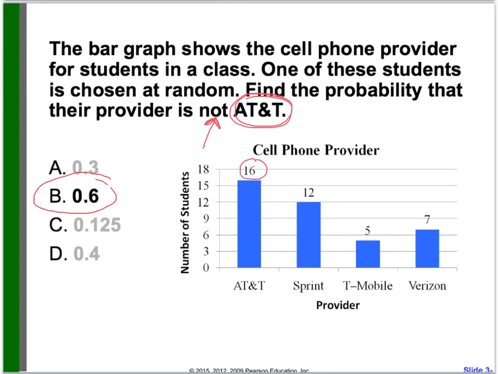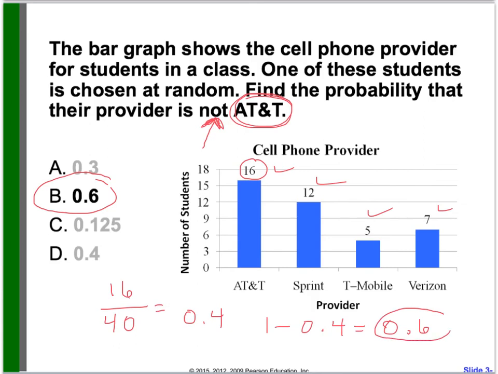There's 16 students that chose AT&T. Now for the total number, you would have to add those 4 numbers together, and that was 40. 16 divided by 40 gives you 0.4. The rule of complement says if you want the opposite of that, or the complement of that, you subtract that decimal answer from 1, because that represents 100%. So that gives you 0.6. So 0.6 is the probability of it not being AT&T.